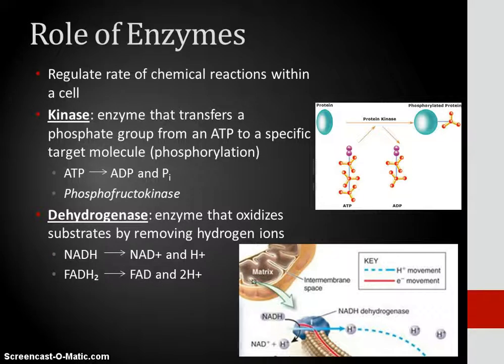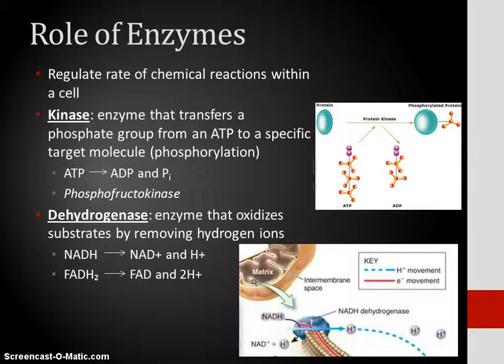So now let's focus on the role of enzymes. Obviously we know that they regulate the rate of chemical reactions within a cell, and specifically, they also regulate the rate of cellular respiration. Let's look at the first type of enzyme, which is a kinase. This is an enzyme that transfers a phosphate group from an ATP molecule to a specific target molecule. This is called phosphorylation, which we talked about earlier. For example, we can see that ATP is phosphorylated to ADP and an inorganic phosphate. An example of a kinase is phosphofructokinase, which we will talk about next slide in greater detail.